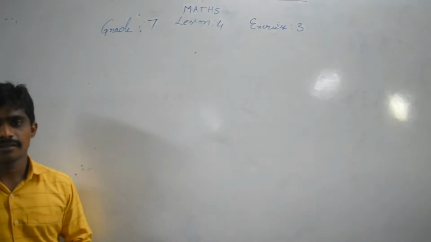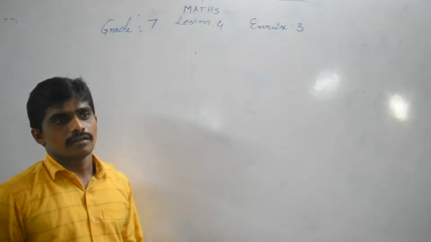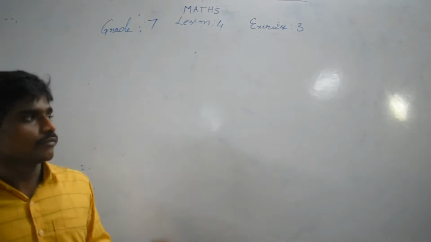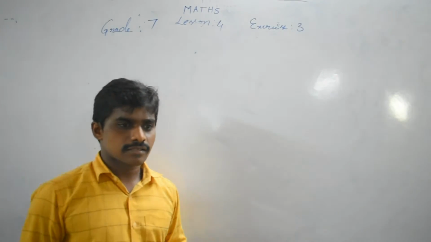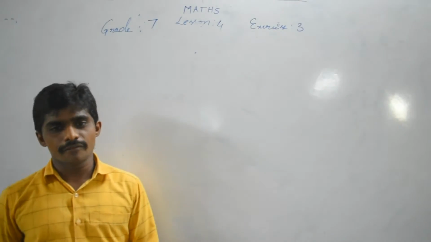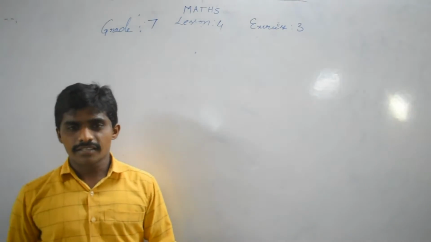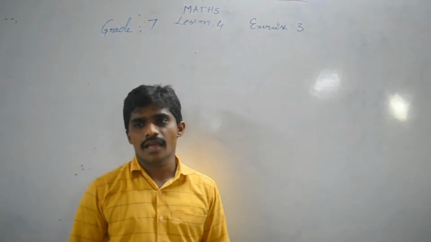Hi students, in the last class we discussed the complementary angles. What is a complementary angle? See, complementary angles: the sum of the two angles is equal to 90 degrees. Those angles we call complementary angles.